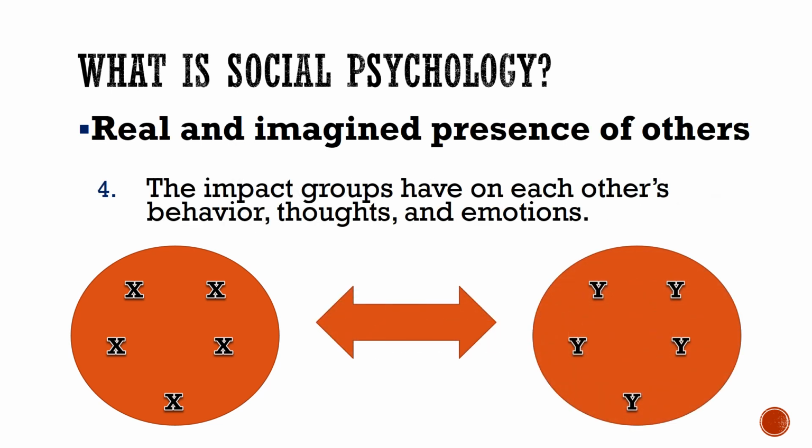And the fourth and final way that the real and imagined presence of others influences people's behavior, thoughts, and feelings is the impact groups have on each other's behavior, thoughts, and emotions. A good example of this is intergroup conflict, which occurs when groups are antagonistic towards each other and fight one another. And you guessed it, we'll be talking about this later in the course.